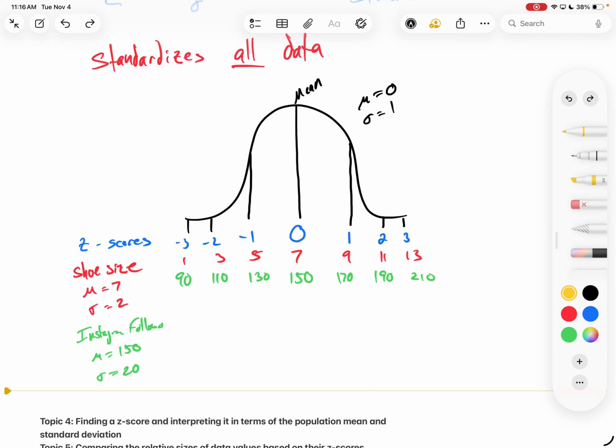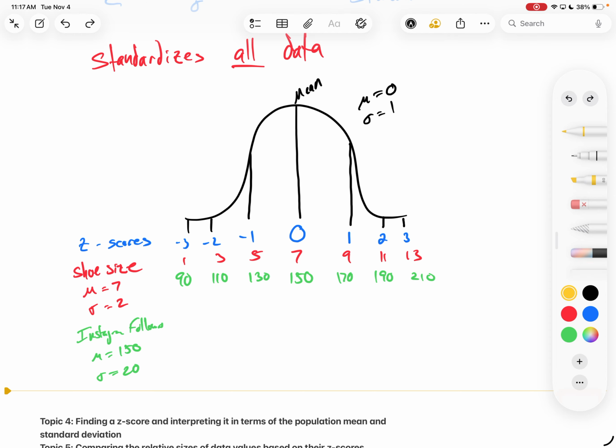So what I'm talking about here is, is it more impressive to have a size 13 foot compared to the average, or is it more impressive to have 190 followers on Instagram compared to the average? Well, 190 would be 2 above the mean, and a size 13 foot would be 3 above the mean. So it's more unusual, or relatively bigger, to have a size 13 foot than it is to have 190 followers. So you can compare all these different things, okay?